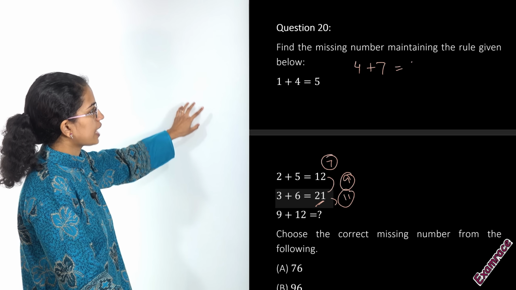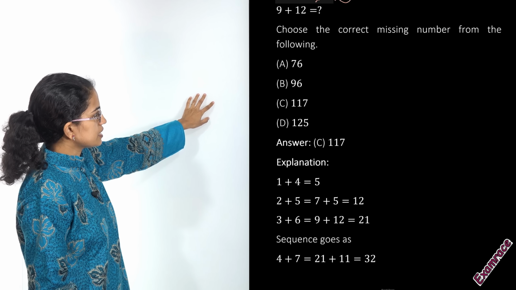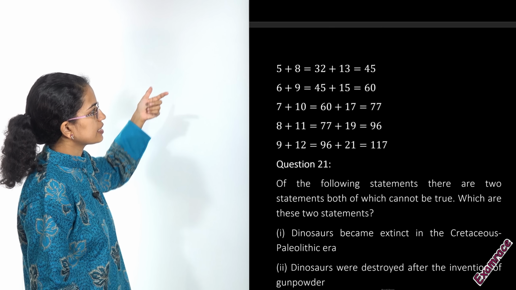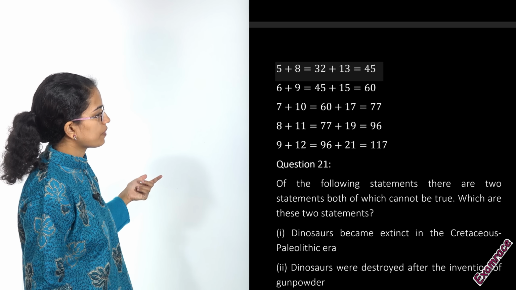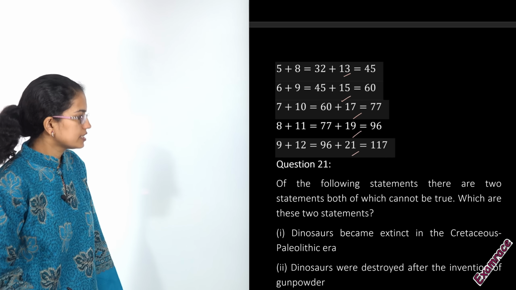So I'll go till 9 plus 12. If I keep going with each number, I am adding 11, then 13, then 15, 17, 19, and finally 21. So this comes to be my final answer, which is 117.